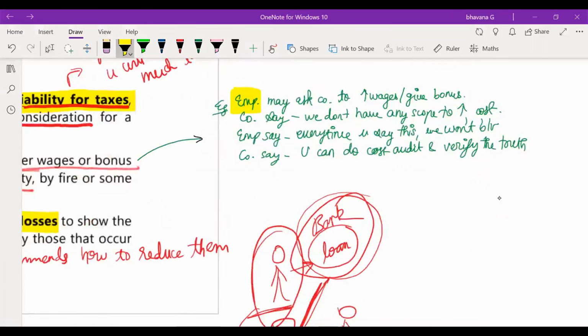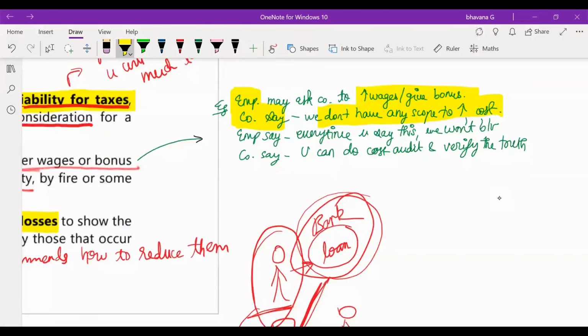Okay, what may happen is they will ask the company to increase their wages or bonus, or give more bonus. Okay, these employees, for the past 5 to 6 years, have continuously been asking the company to increase their wages or give a bonus. But every time, the company says no, we don't have the scope to increase our cost. Giving you more wages is a cost to the company, so right now we are not in a position to increase our cost.